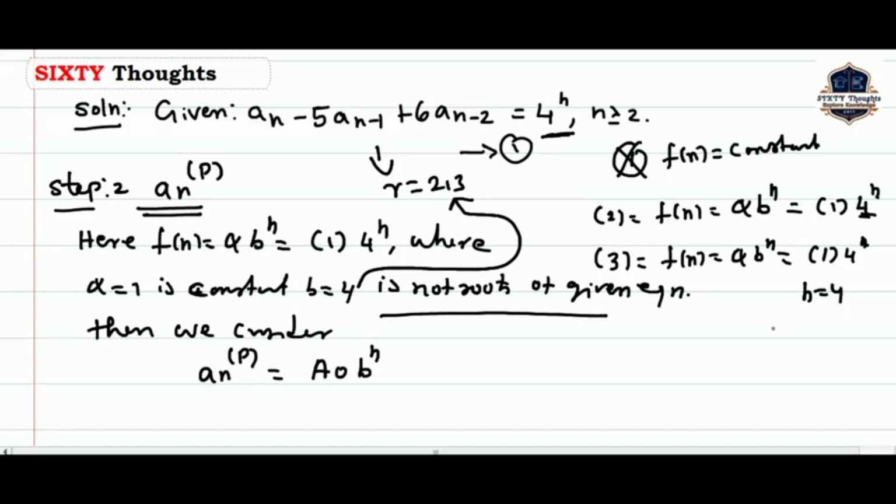What is the third type trial solution? A naught into b power n into n power m, where m is the number of times repeated. 4, how many times? Only one time, so we consider m value 1. But in this problem, 4 is not a root of the given equation. Therefore we consider only A naught into b power n, that is A naught into 4 power n. This is equation number 2.